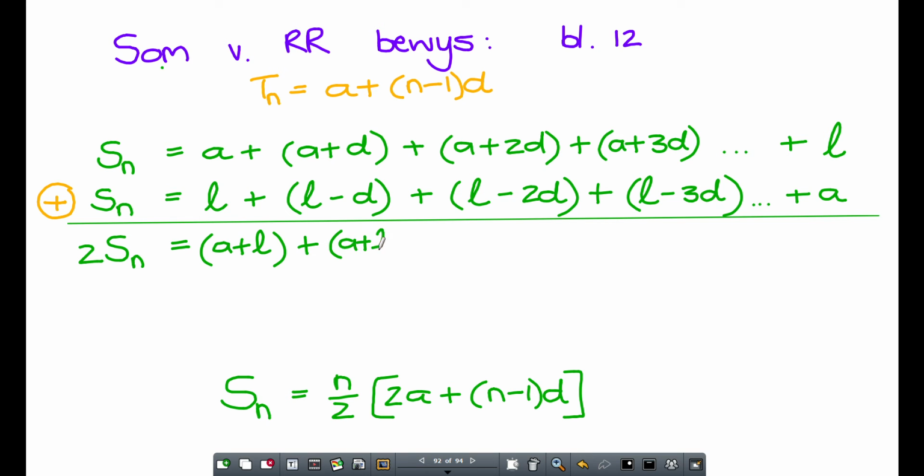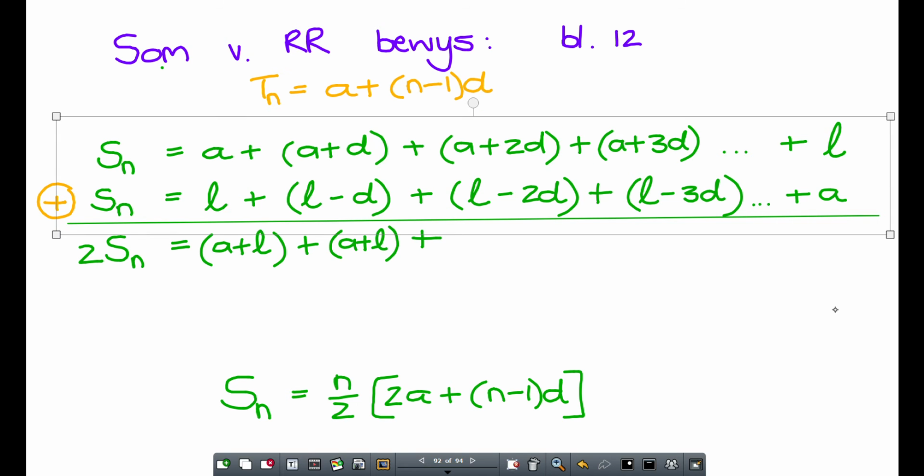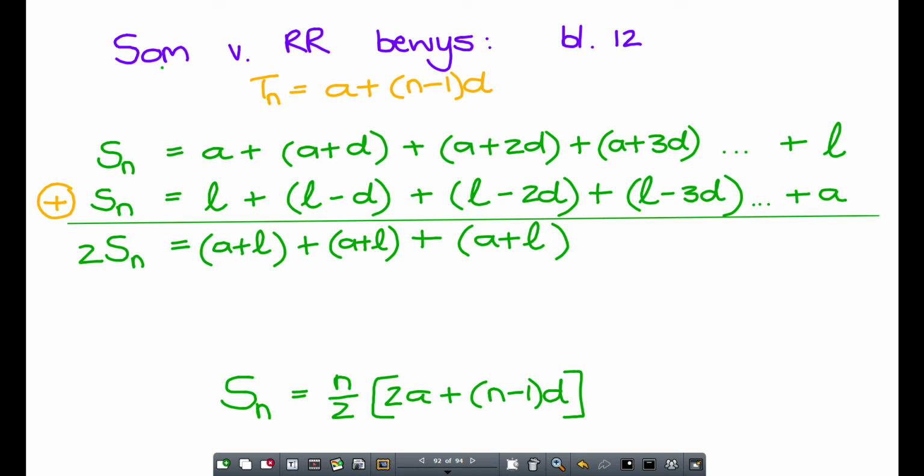A plus L plus. Now let's look at these two. The plus 2d minus 2d. Laat my d's wegval. So wat bly oor? A plus L. Okay, jy begin nou al die patroon sien. Elke liewe term is dit a plus L, a plus L. Okay, and then right at the end, dan gaan dit ook wees a plus L. Stem julle saam?